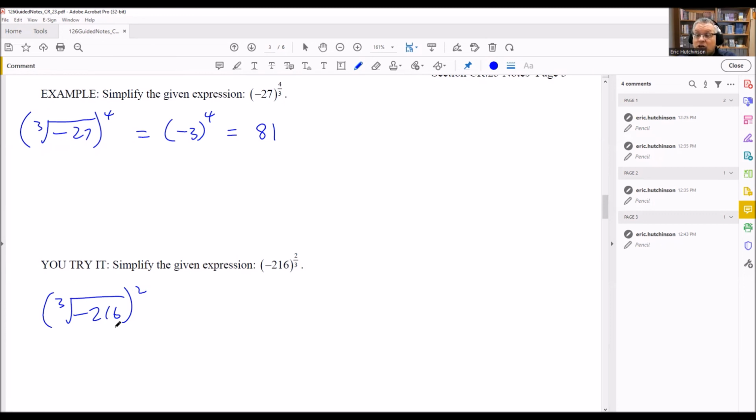We need to take the cube root of negative 216, and that's going to give you negative 6 inside the parentheses. But now we have to square it. So negative 6 squared is going to be a positive number because anytime you have a negative raised to an even power, it's positive. And you're going to get positive 36.